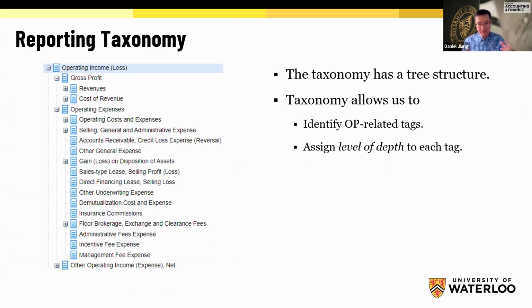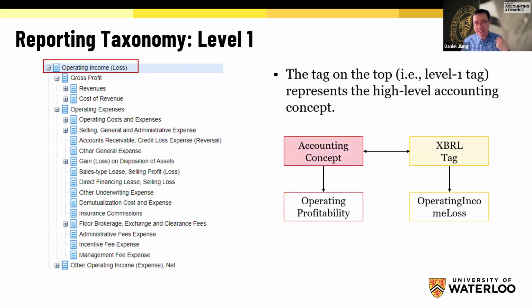So this is a snapshot of the reporting taxonomy. As we can see, the taxonomy can be visualized as a tree structure. We think this is a very powerful tool because it not only allows us to identify the tags that are relevant to the calculation of operating profitability, but it also allows us to assign a level of depth to each tag. So what is the level of depth? Let me explain it a little before we proceed.